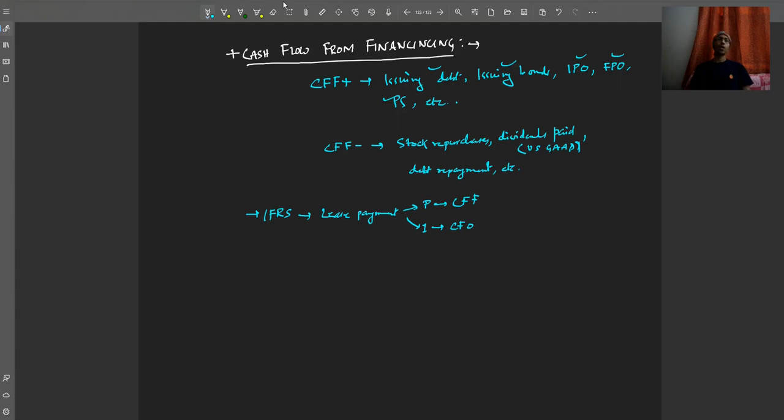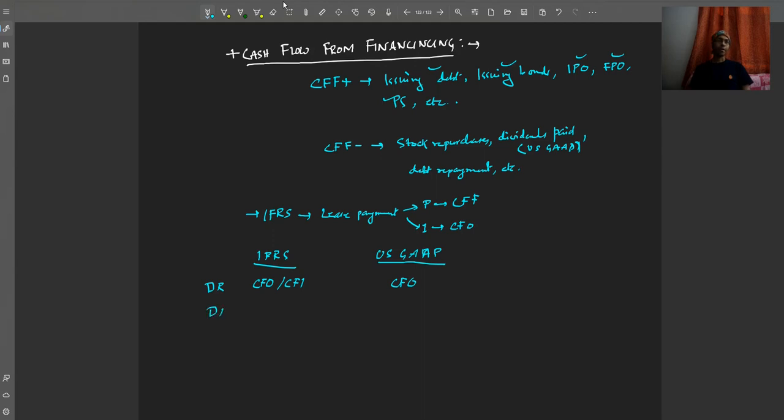There are certain other nuances also in terms of differences. For example, if I draw two columns, IFRS and US GAAP, regarding interest paid, dividends paid, and interest received and dividend received, there are certain differences. For example, dividends received can be operating activities or investing activities under IFRS, but it is strictly operating activities under US GAAP.